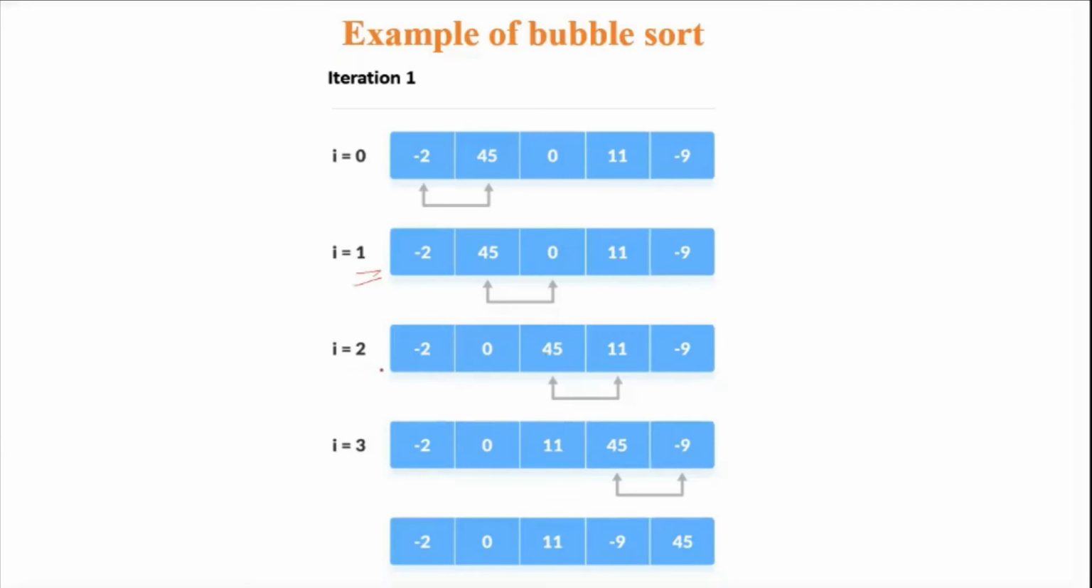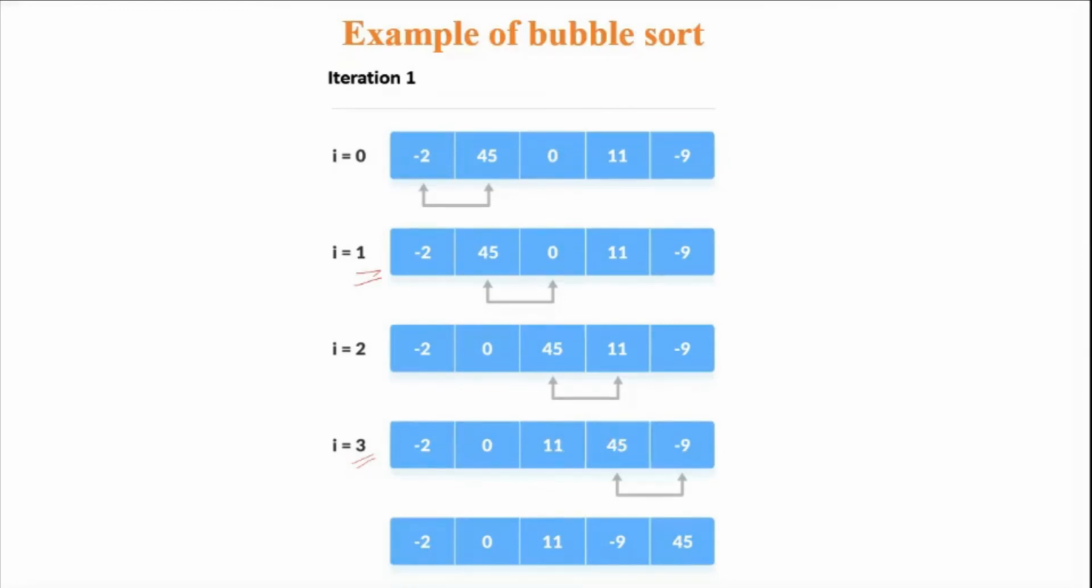In the next step, step 3, we are checking the third element with the fourth element. Again, 45 and 11. 45 is the larger one, so we have to swap it. That is, 45 is shifted to 11's place and 11 is shifted back to 45's place. So see, in the next step, this 11 and 45 are swapped between each other.